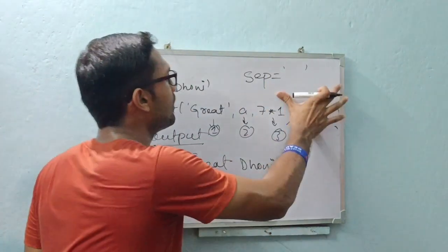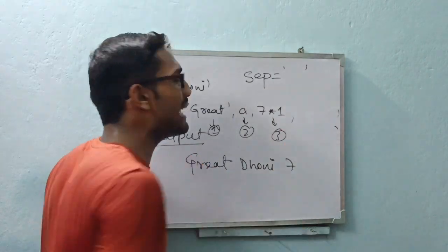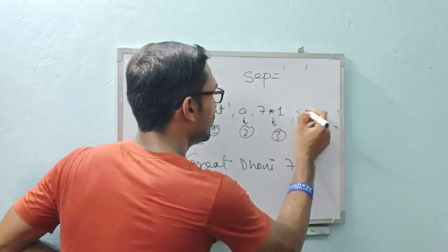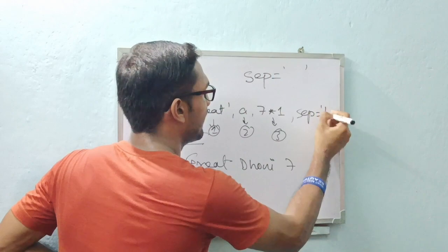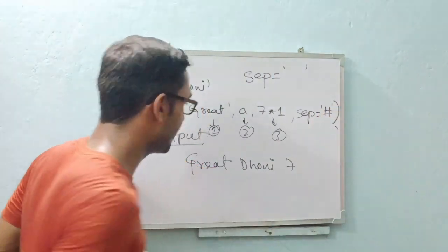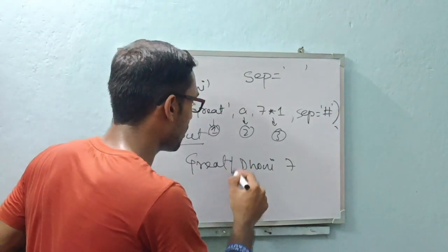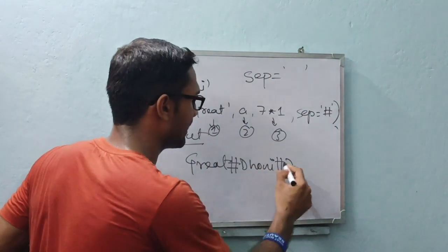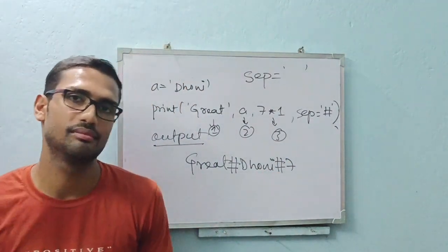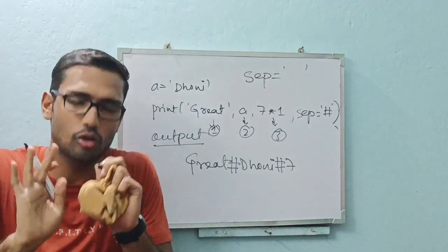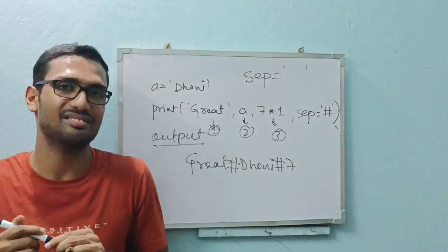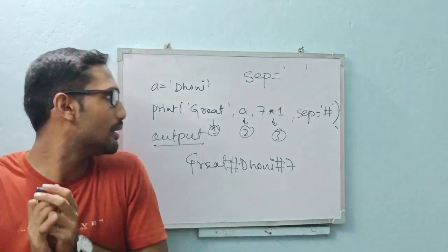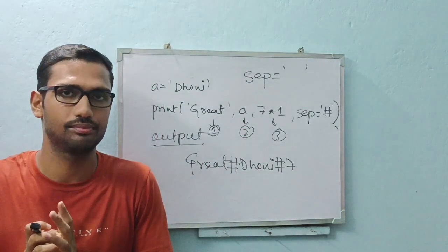Then what will I do? I will simply add SEP at the end using the keyword argument SEP within quotes, hashtag. Now the output will be something like this. I hope this is 100% clear to you. Clear? So this is what SEP is.